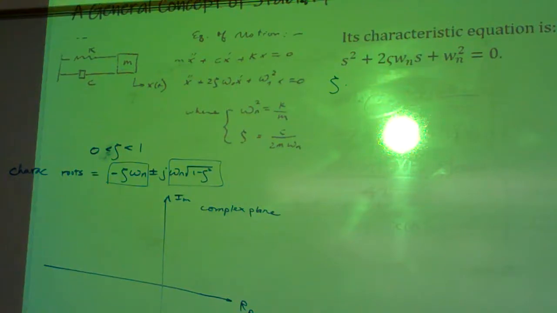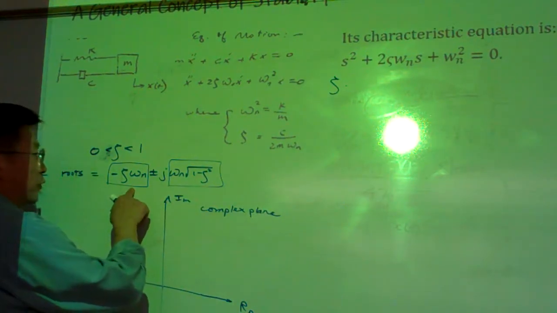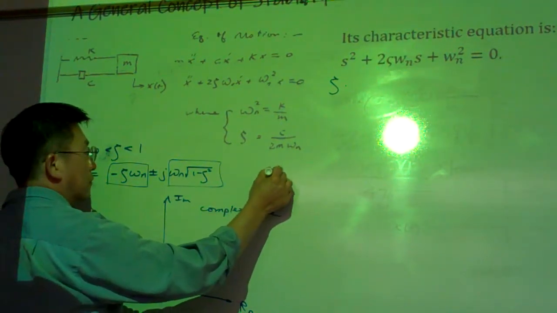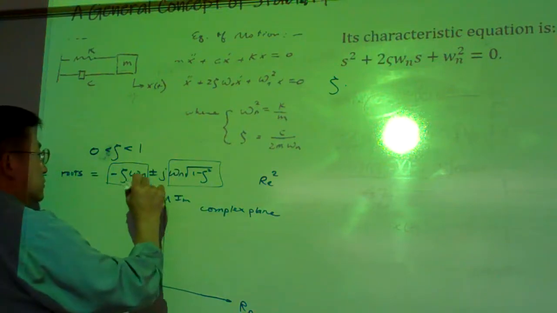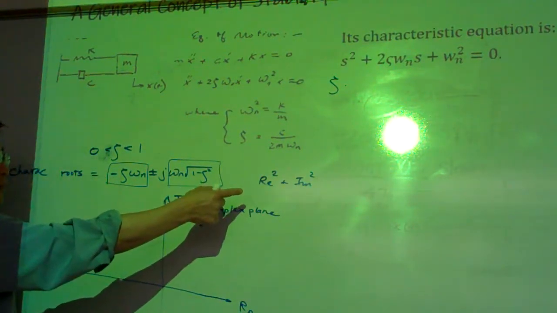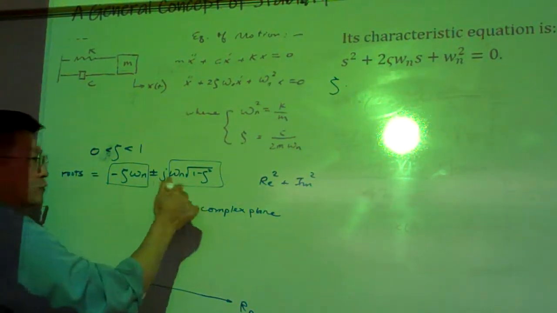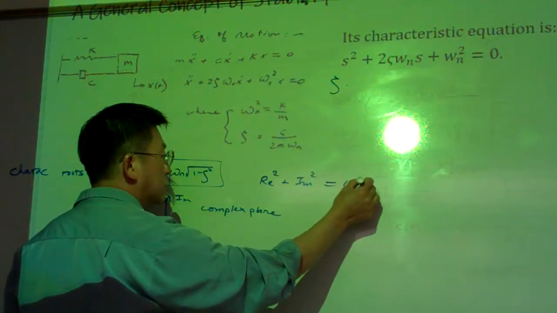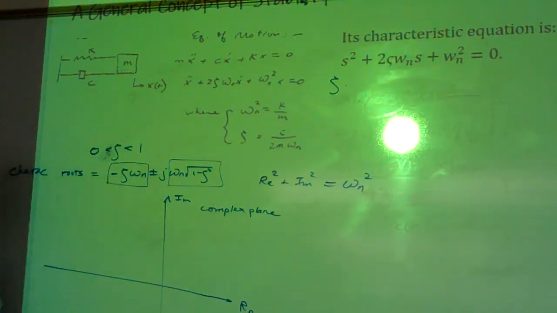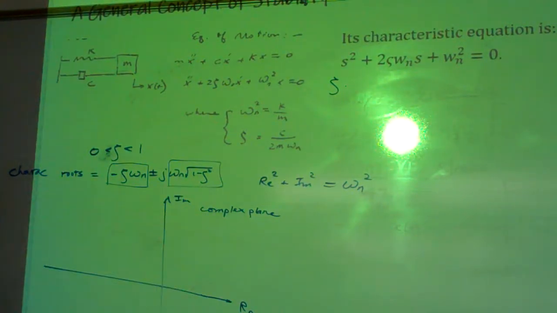Okay. And one of the features is such that this is the real part squared, and this is the imaginary part. If you take the sum of the squares of those, you can find that it is actually equal to omega n squared. It doesn't matter what the value of the damping ratio is, this is always true.